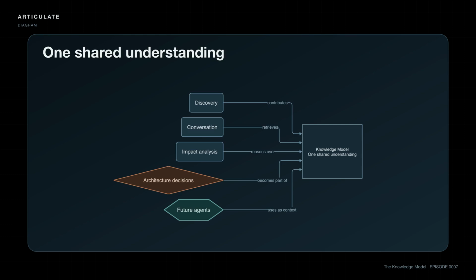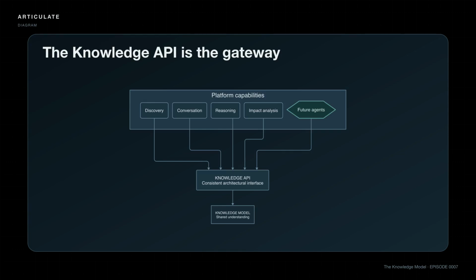Once I have the knowledge model, another question naturally followed. How does the rest of the platform interpret or interact with it? My answer was to introduce a knowledge API. The purpose of the API isn't simply to read and write data. Its purpose is to provide a consistent way for every part of the platform to work with architectural knowledge.